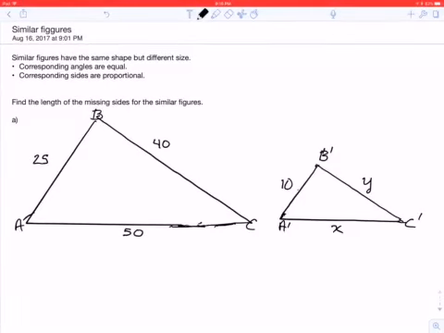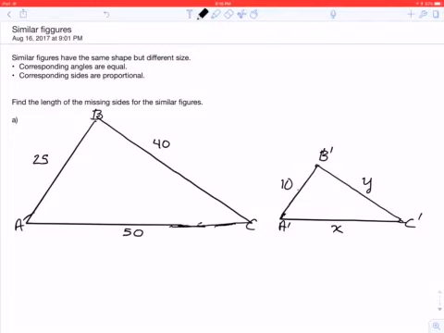Similar figures have the same shape but different size. The corresponding angles in a similar figure are going to have the same degree measure. So angle A and angle A prime are equal. Angle B and angle B prime are equal. Angle C and C prime are equal, since these are similar figures. But the corresponding sides are proportional.